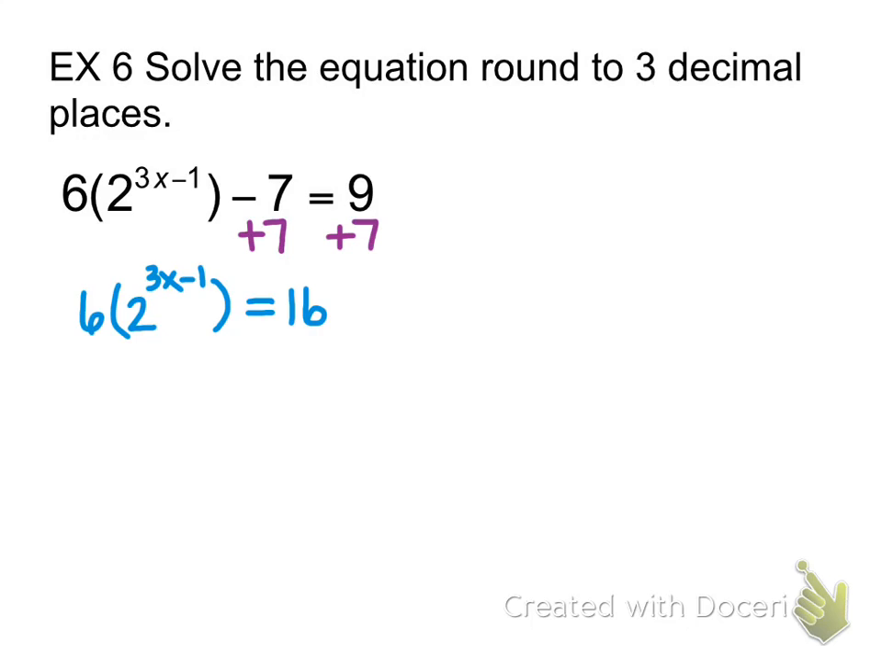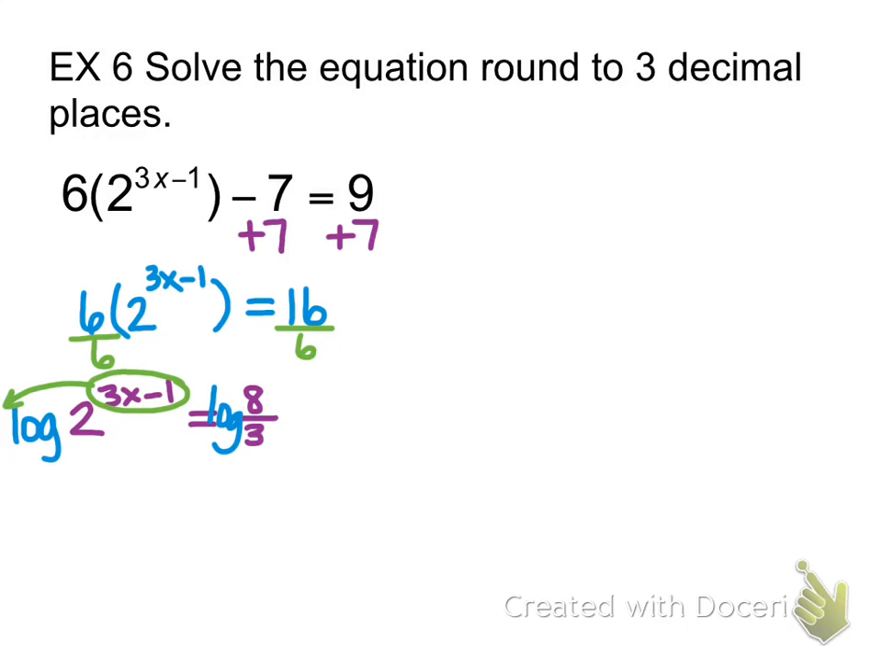Since 6 is being multiplied times the parentheses, I'm going to divide by 6 on both sides. So now 2 to the 3x minus 1 power is equal to 16 over 6, which reduces to 8 over 3. Now remember, I want to get the variable out of the exponent. I want to bring it down. So in order to do that, I have to take the log or a natural log of both sides. Since there aren't any e's in this problem, I'm not going to use the natural log. I'm going to use log.